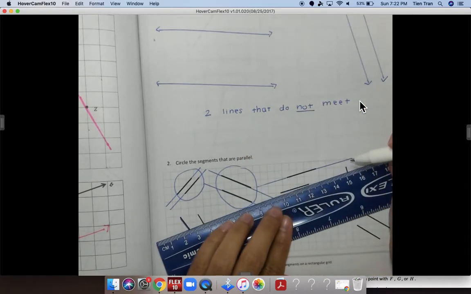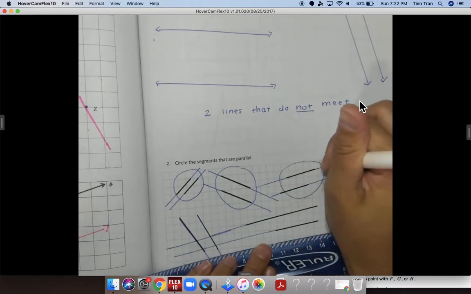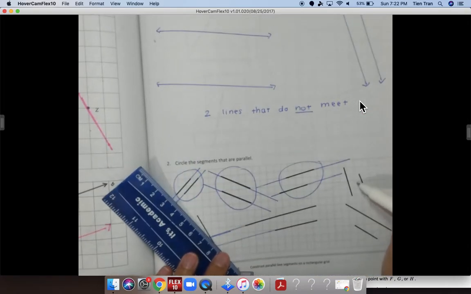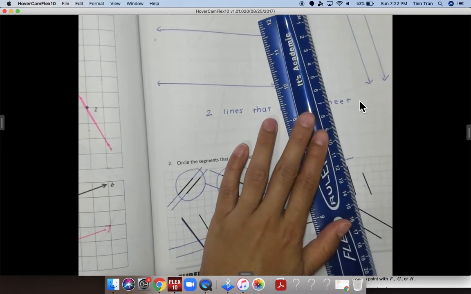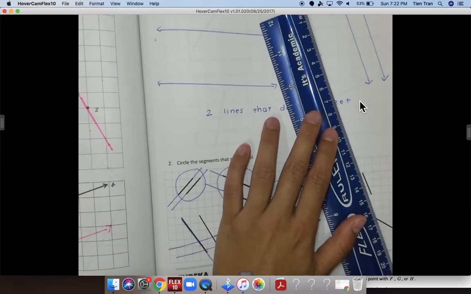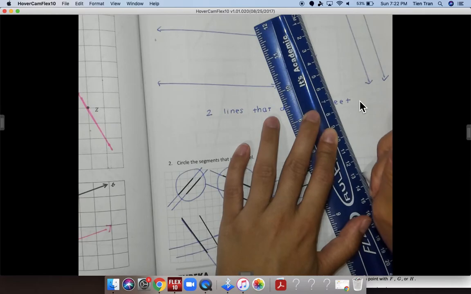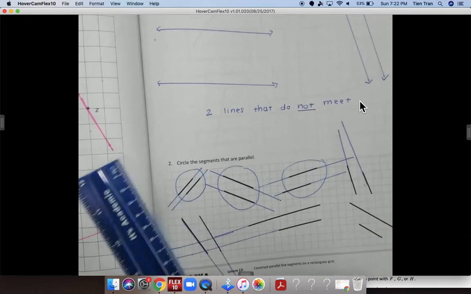This one right here is a parallel line. This one, you can already tell that it's going to meet. It's crooked. So if I were to extend it, this is what you'll see. And they are going to meet at one point. So this is not a parallel line.